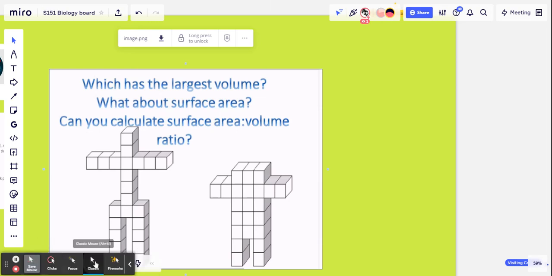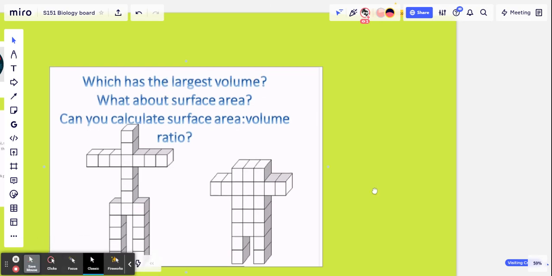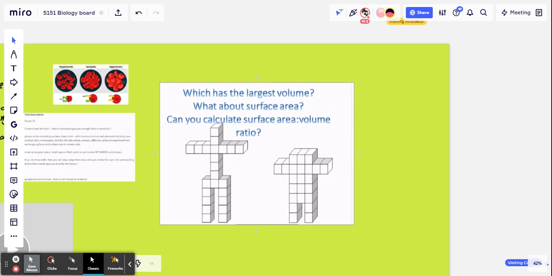So this is a topic that comes up quite a lot in biology and actually in maths and a little bit in chemistry. But out of all the sciences, it seems to come up most in biology. But it's actually quite a mathematical idea. We'll start off just by recapping what volume means.